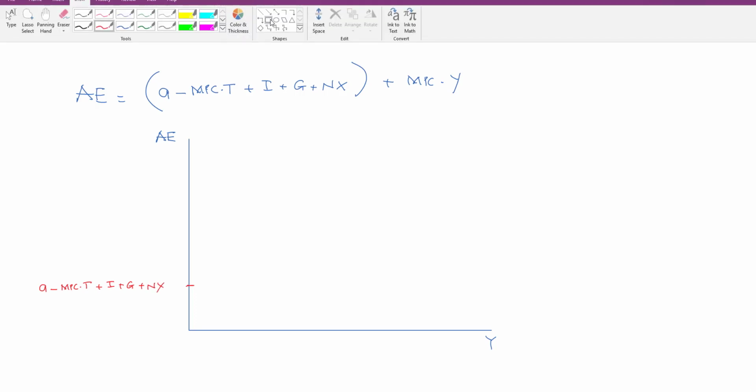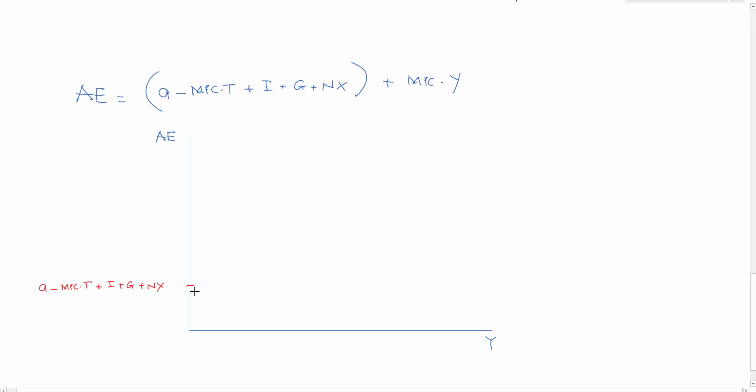So this is our intercept. And because we know that the marginal propensity to consume is between 0 and 1, so it is positive. Oh, I missed my intercept a little bit. I hope you will forgive me. Let me see if I can do it. Sometimes it's not as smooth as I would want. Yeah, guys, this is the intercept basically. And our slope once again is MPC, like this. And this is the AE line. So AE is a function of Y.